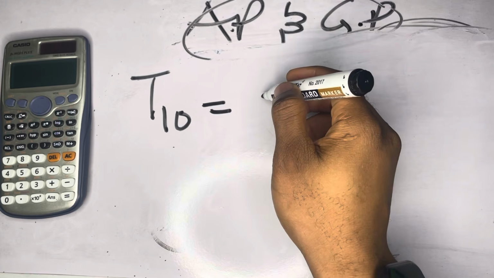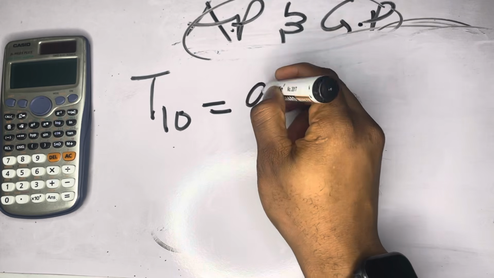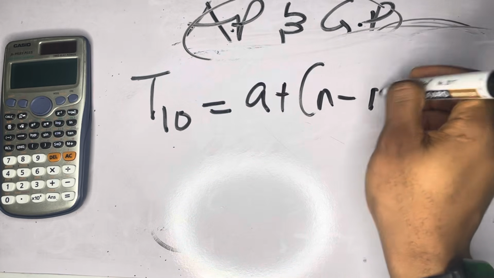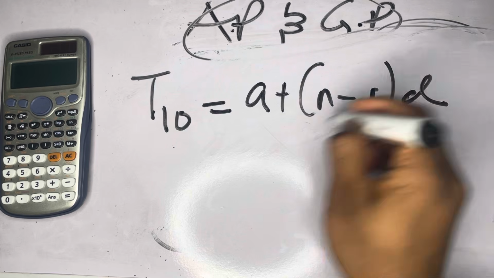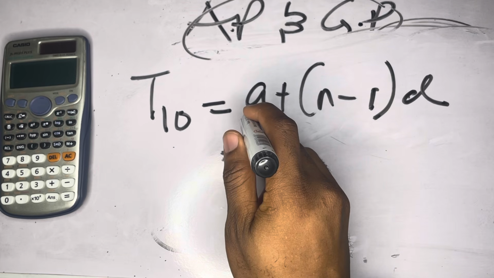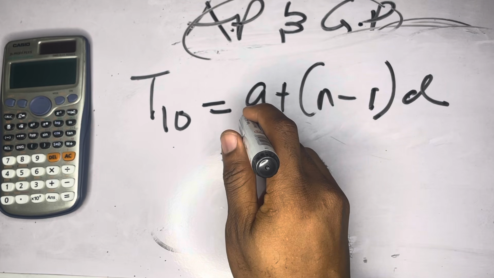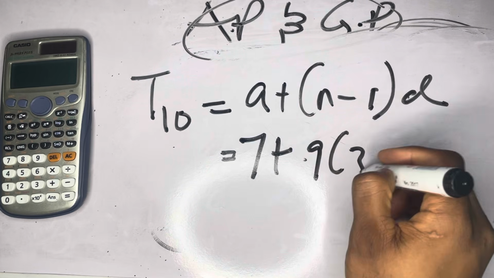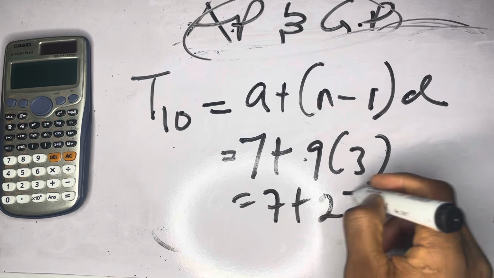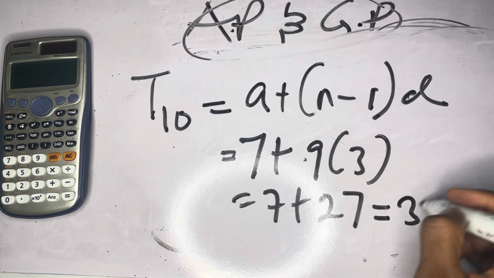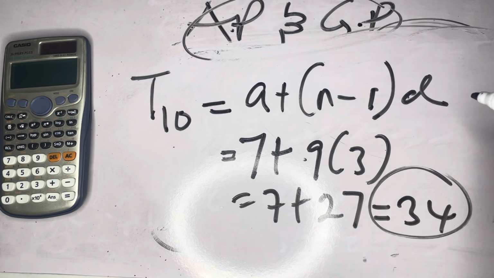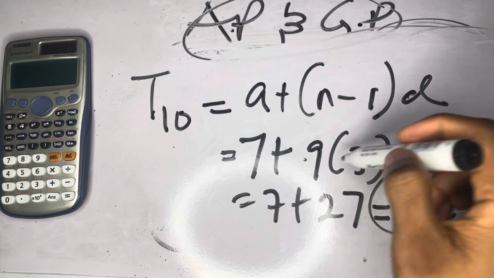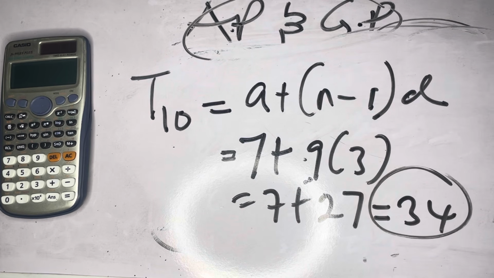So the formula to get a term will be A plus (n minus 1) D. A, which is of course the first term, is 7. So 7 plus 9 times 3, this will be 7 plus 27, which will give us 34. So 34 is the 10th term. This 9, I got by subtracting 1 from 10.